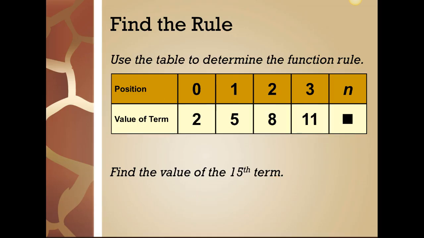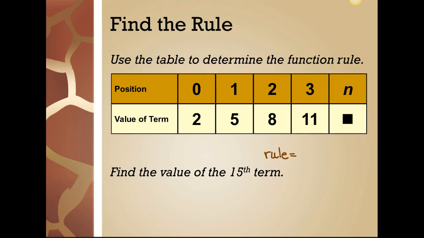Let's find a function rule for this table. To get from 0 to 2, our only option is to add 2. That would mean we would have to add 1 plus 2 and get 3, but we can see that we get 5 as an output instead. So adding something's not going to work either.